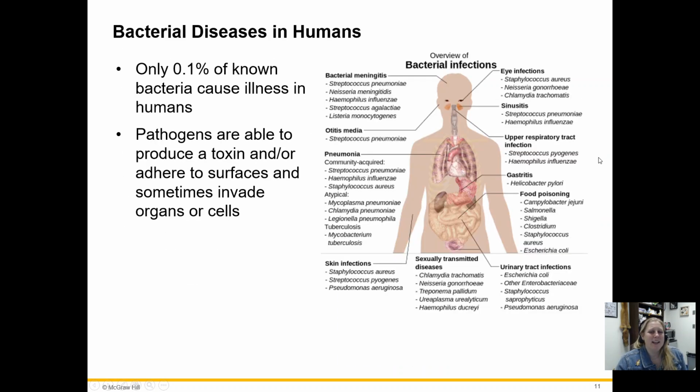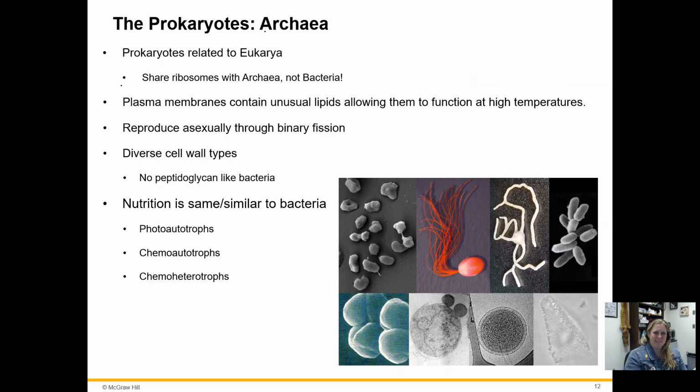All right. That's it for bacteria. Hopefully that answered some questions. Again, this is a very, very brief overview compared to what you would get in a microbiology class. But those are your bacteria.